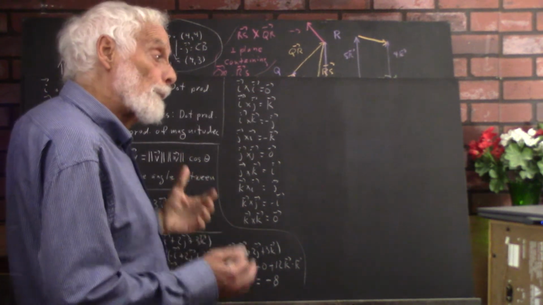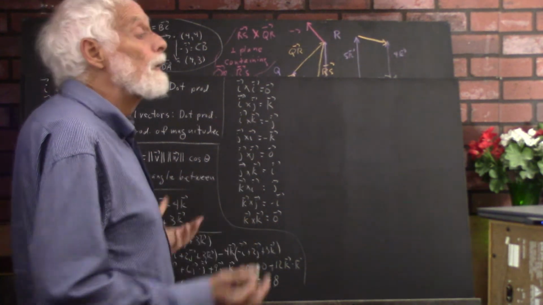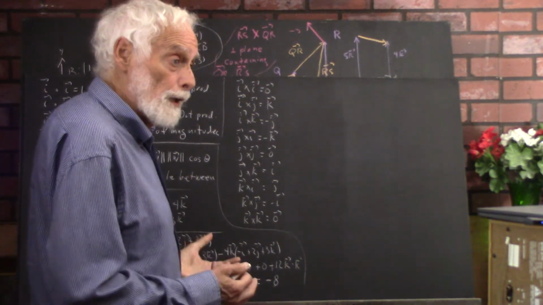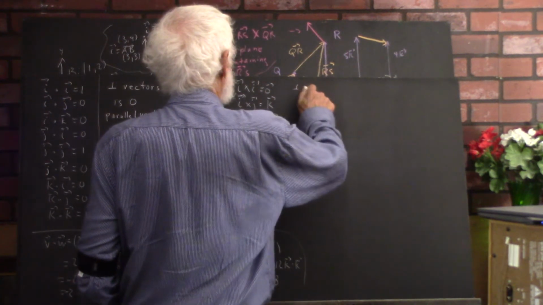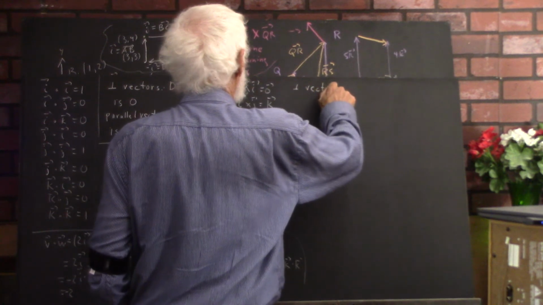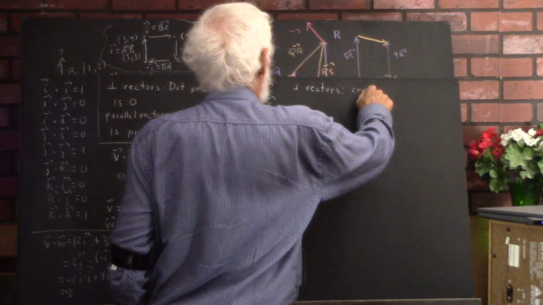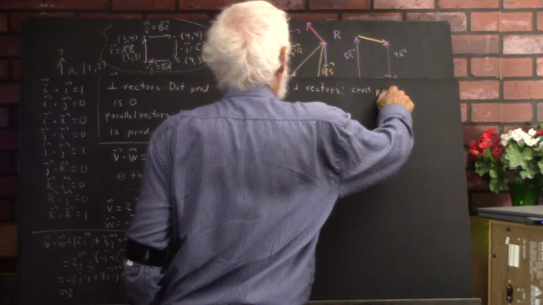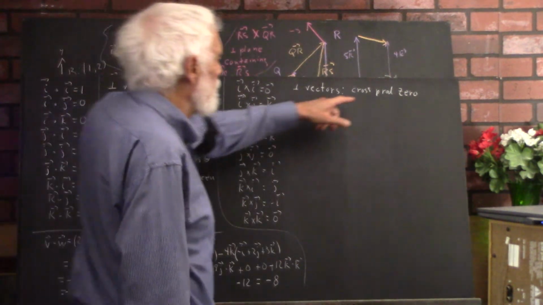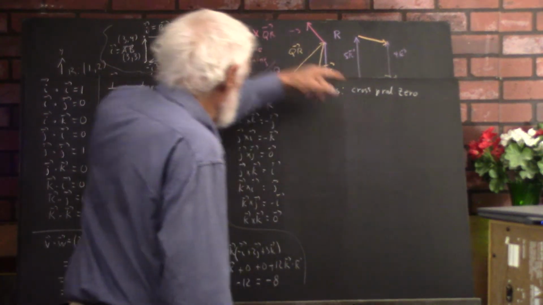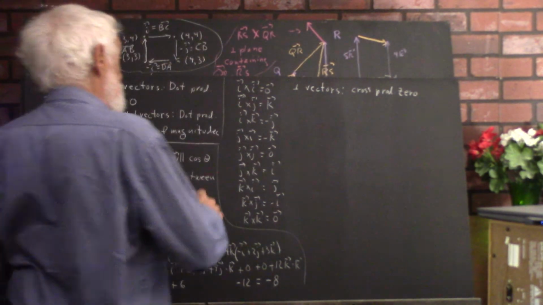So when vectors are perpendicular, the magnitude of the cross product is equal to the product of the magnitudes of the vectors. When vectors are parallel, the cross product is 0. It inherits this property from these three facts. Okay?